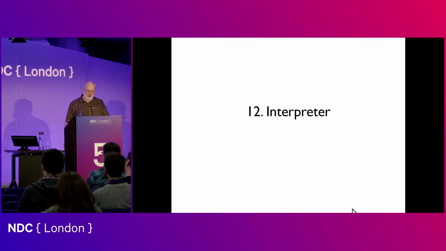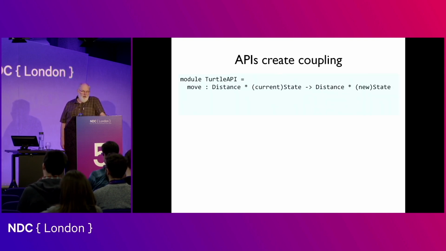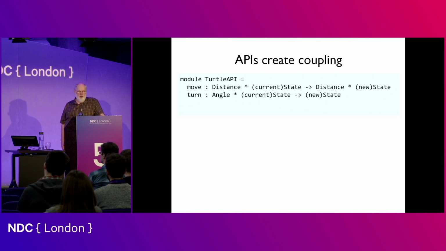Right, next, interpreter. All right, two more to go, and these are the most complicated ones, of course, for last. Now if I look at the APIs, my turtle API originally said, move, here's the distance I want you to move, and here's the current state, and then I'm going to give you back the actual distance moved and the new state. And then for the angle, you give me the angle you want to turn and your current state, and I'll give you back the new state, and so on and so forth.